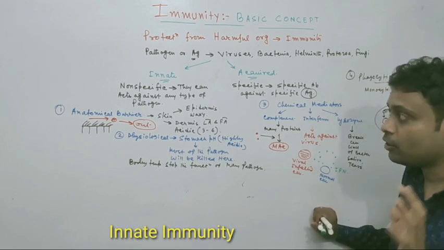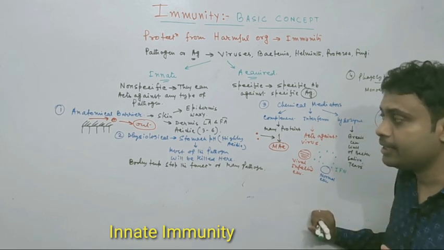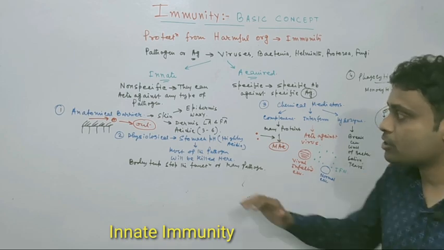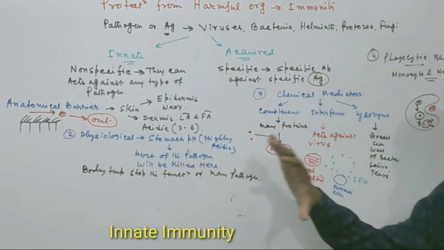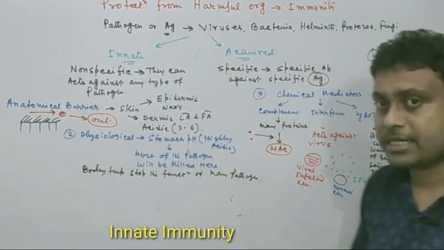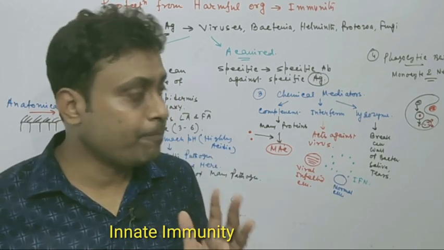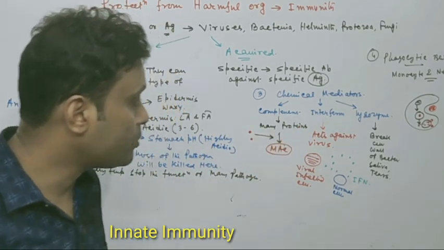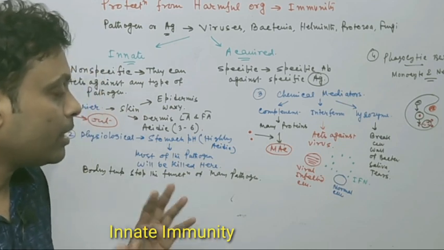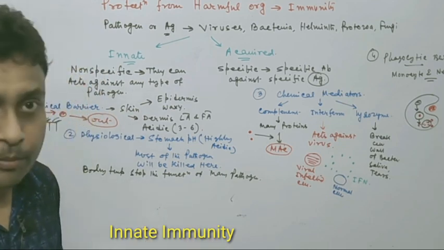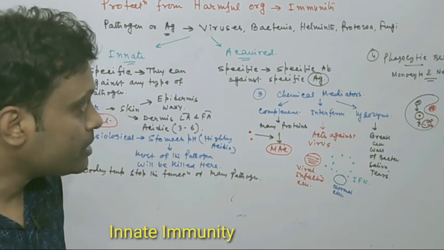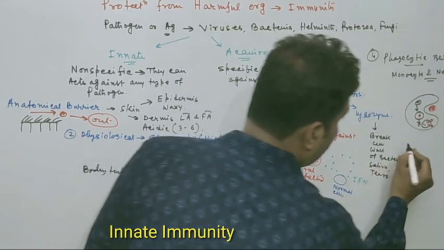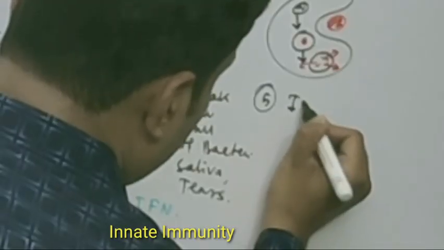Innate immunity is non-specific, and it can act against any type of pathogen. Innate immunity functions in many ways: anatomical barrier, physiological barrier, and chemical mediators. In chemical mediators, 3 types of important chemicals function: the complement, interferon, and lysozyme. How the complement, interferon, and lysozyme work is very, very important. The fourth one is the phagocytic barrier, and the last one is the inflammatory response.